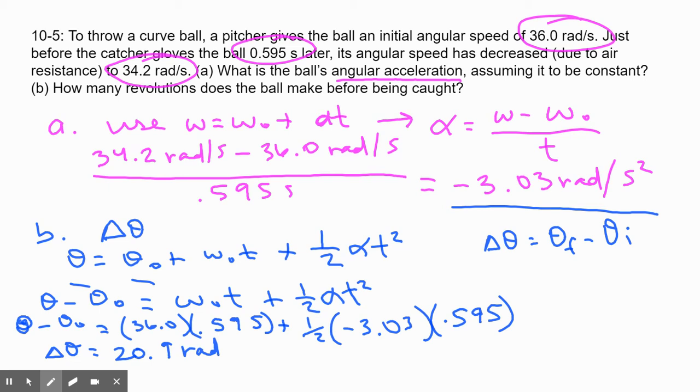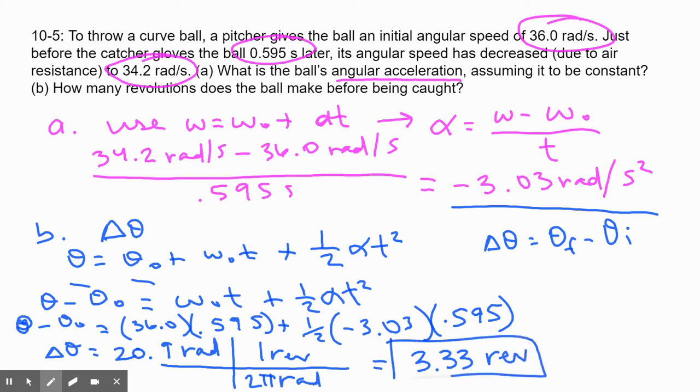We want to know how many revolutions the ball makes before being caught. So once you get to this point, we need to convert radians to revolutions, and that's pretty simple. So let's plug in what we know. 2 pi radians is equal to 1 revolution. And we will find that the ball made 3.33 revolutions. Okay, so that is your final answer here.